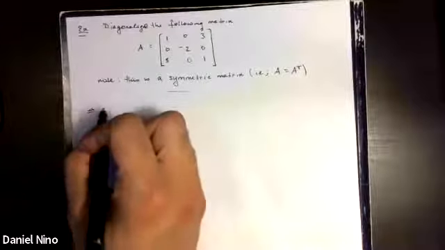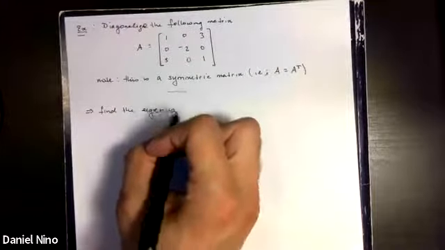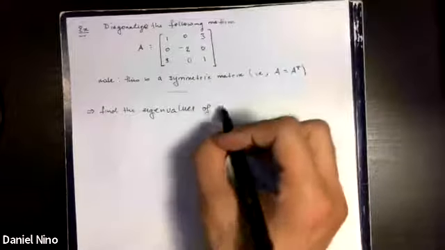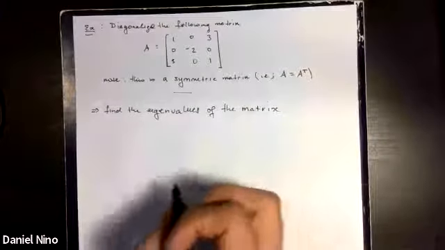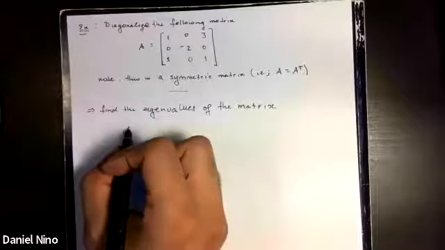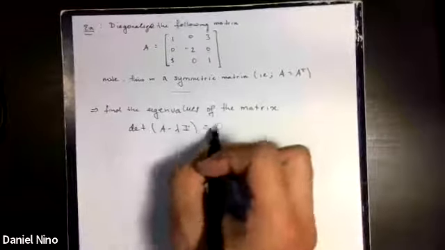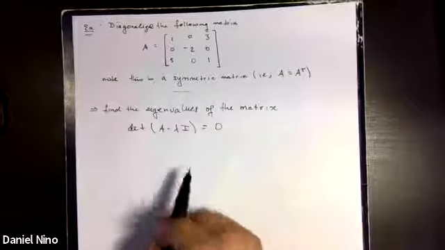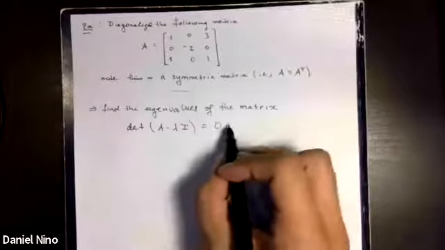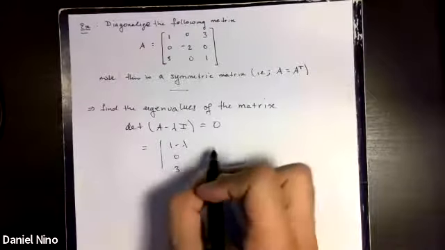So to diagonalize a matrix, recall that you first have to find the eigenvalues of the matrix. And we do that by solving for the eigenvalues from this equation. The determinant of A minus lambda times the identity matrix has to be equal to 0. And for this particular matrix, the determinant looks like this.